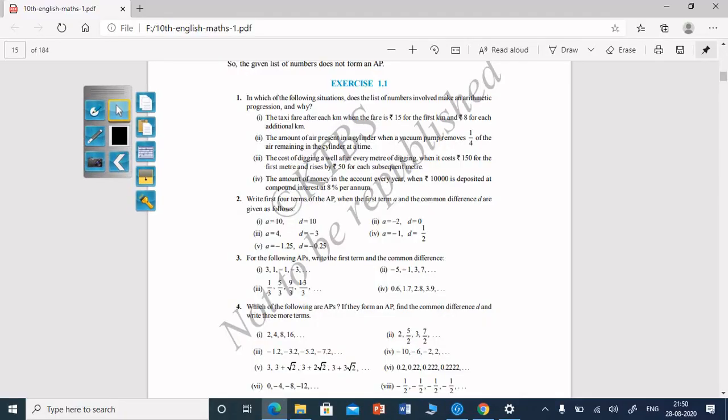Dear students, let us solve exercise 1.1. See the first problem. In which of the following situations does the list of numbers involved make an arithmetic progression and why?